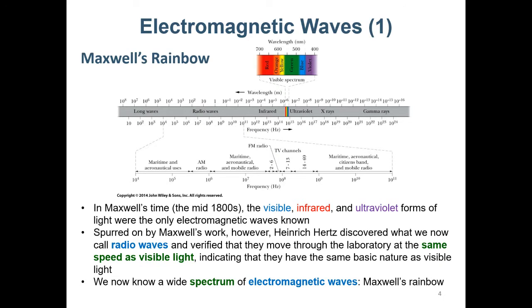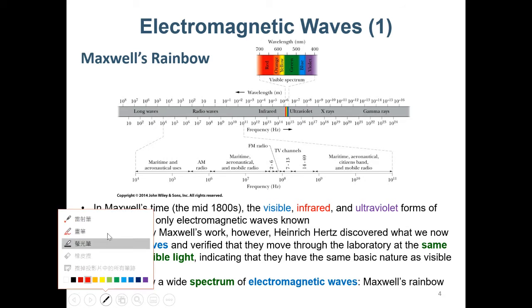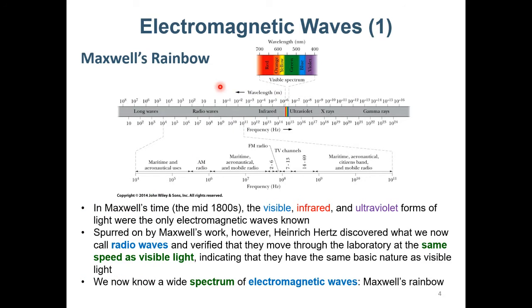So in physics, actually this is called the Maxwell Rainbow. This axis is the frequency, and this one is wavelength. They are inversely proportional to each other. The higher the frequency, the shorter the wavelength.